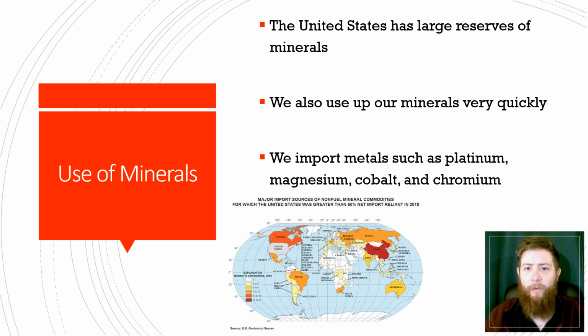As far as using minerals, we have large reserves of minerals, but we also use up minerals very quickly. So we need to import minerals, or bring them in from other countries, things such as platinum, magnesium, cobalt, chromium, and lots of other minerals. On this map, the more red areas are places that we do lots of imports from, so places like China and Canada and Russia and Brazil. And then the white are less. We do lots from South America down here. So we're getting lots of minerals from these different places and Mexico to supplement the minerals that we have here, because we don't have enough as a country for what we use them for.